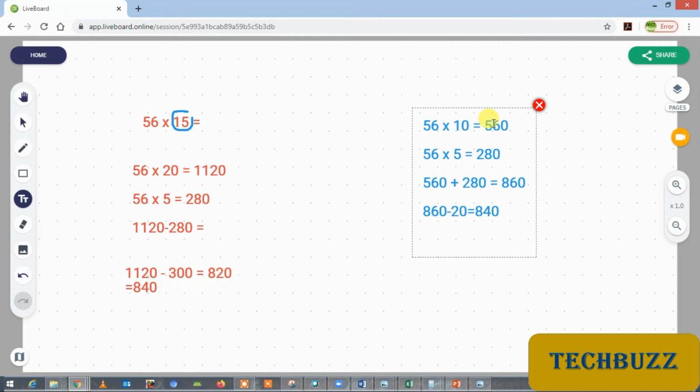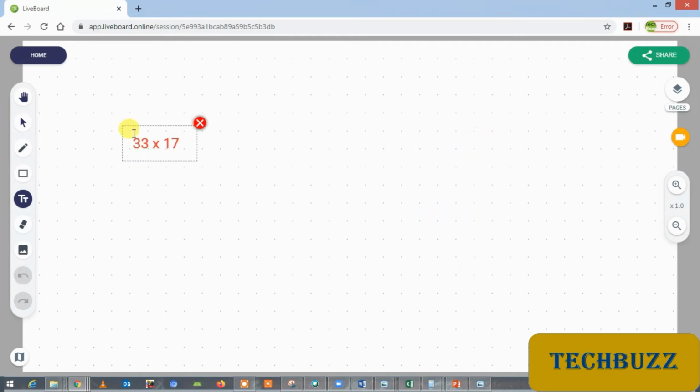Now I am showing you more examples. If you have to multiply 33 by 17, what will you do? See, target this 17 and convert this 17 into a multiple of 10. Now what is the nearest multiple of 10? It is 20. 33 multiplied by 20, it's very easy now. Now see, it was 17, so we increased by 3.